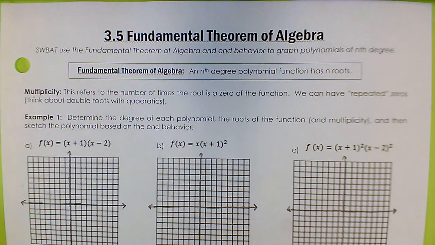So the fundamental theorem of algebra basically says that whatever the highest exponent, which is the degree of the polynomial, that's how many roots it has. Roots are the same thing as zeros, x-intercepts, where it crosses the x-axis.